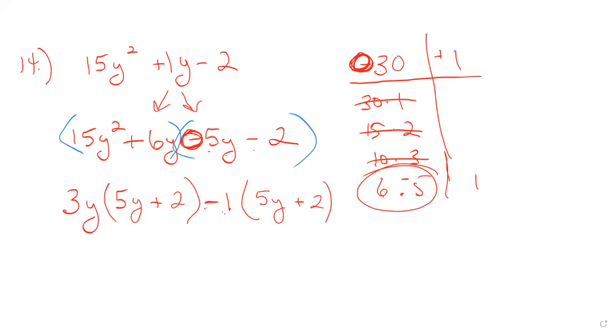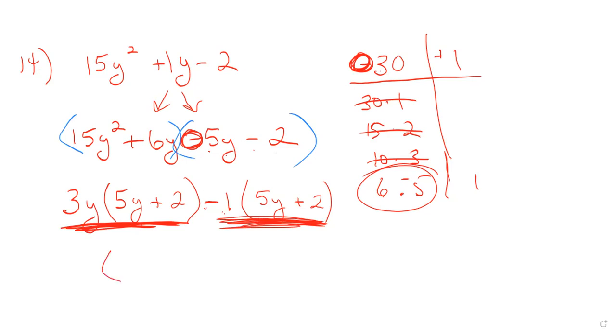So I'm feeling really good about what we have done here, because if you will notice, I have a 5y plus 2, and I have a 5y plus 2. If these 2 parentheses do not match, you have done something wrong. So I'm going to look at this like it's a term, and I'm going to look at this like it's a term. So what's common to both of those? The 5y plus 2.